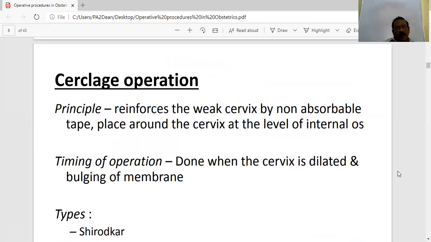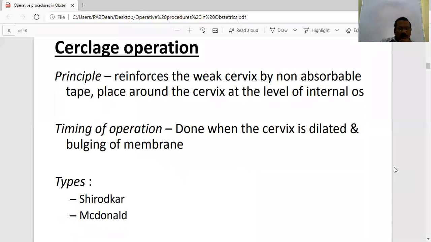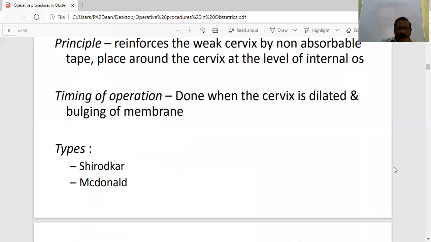The principle of this operation is that it reinforces the weak cervix by a non-absorbable tape placed around the cervix at the level of the internal os. The operation is done when the cervix is dilated and bulging of the membranes is there. This cervical incompetence can be diagnosed by ultrasonography, and then we have to treat. The types of stitches we put are Shirodkar and McDonald.